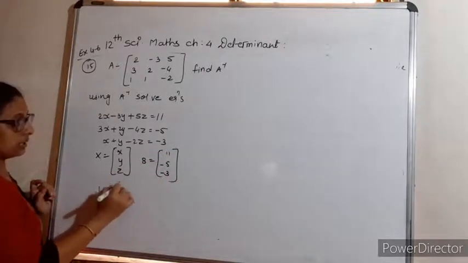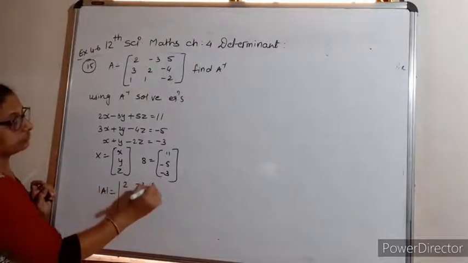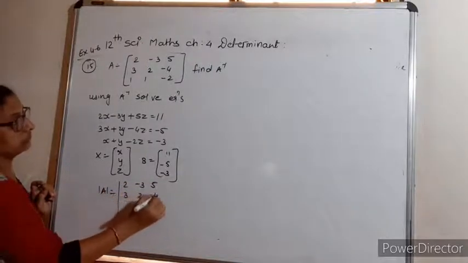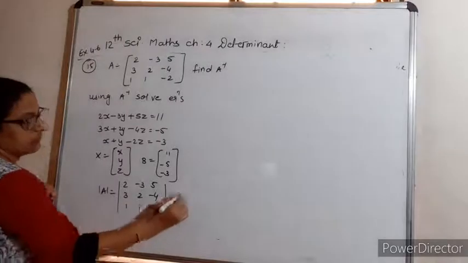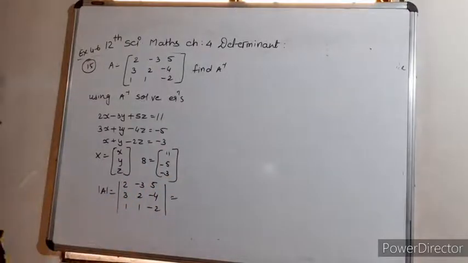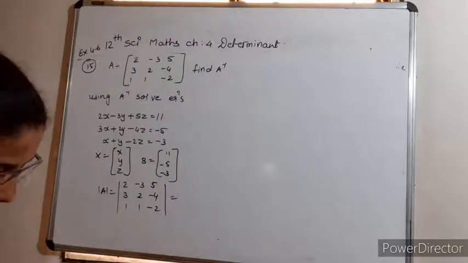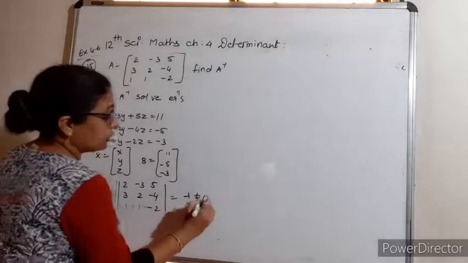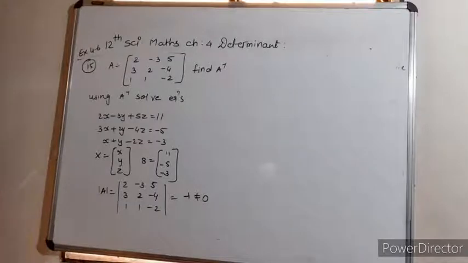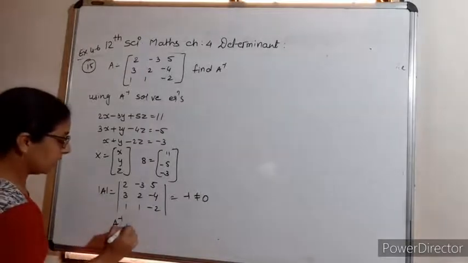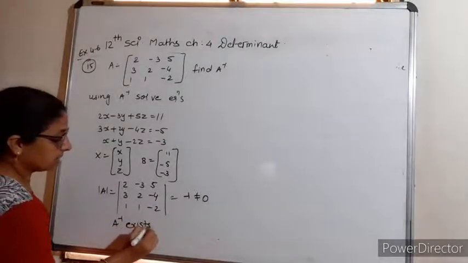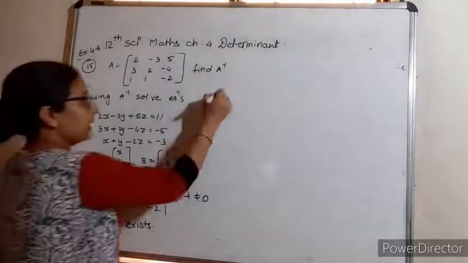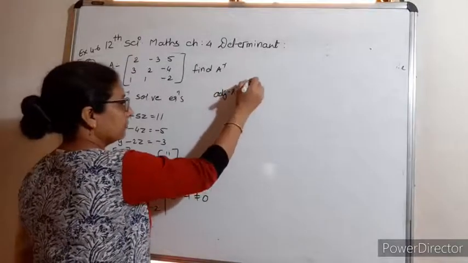Now this determinant of A. Find it out yourself. What is it? Tell me. Yes, you got it. Minus 1. I will not do it now. Right? So that is not equal to 0. So A inverse exists. Now we will find the adjoint of A.